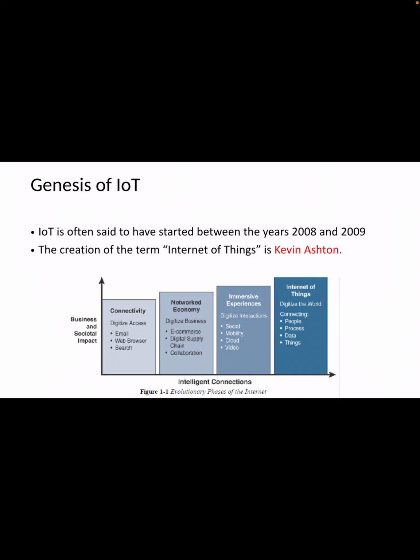Next is how exactly the evolution of IoT came into existence. What are the different evolution phases of IoT here? In this, as I told, the term IoT was given by Kevin Ashton, and IoT has evolved between the years 2008 to 2009. There are different stages or evolution phases of the internet. First one is connectivity, then network economy, immersive experience, and internet of things. We'll try to see one by one.